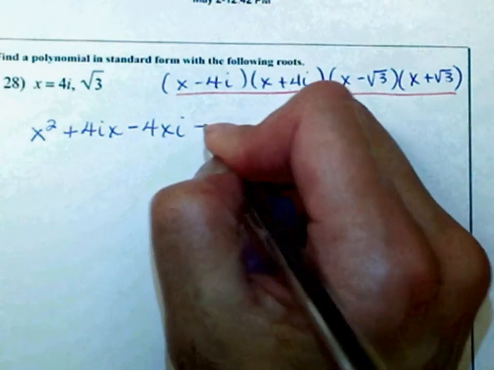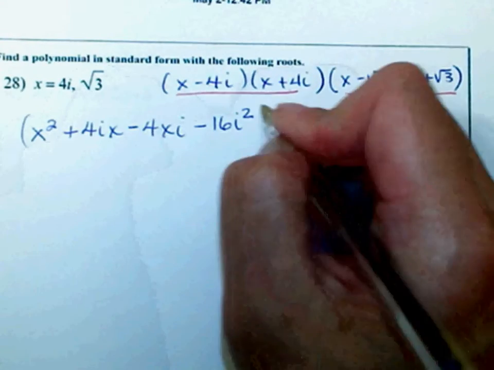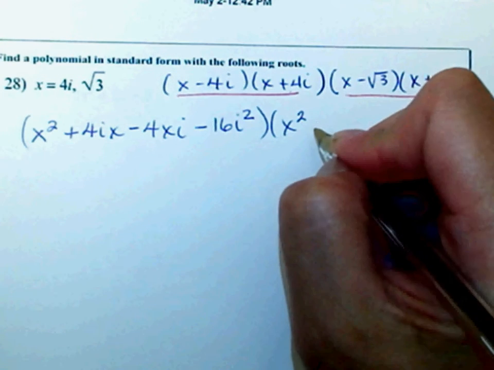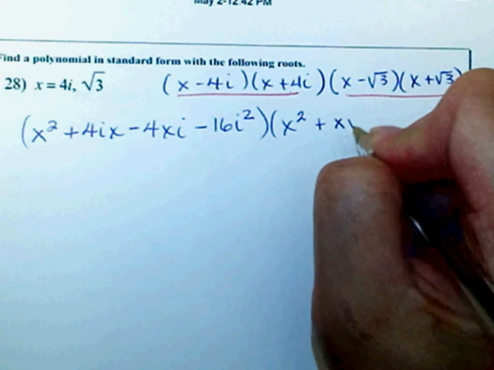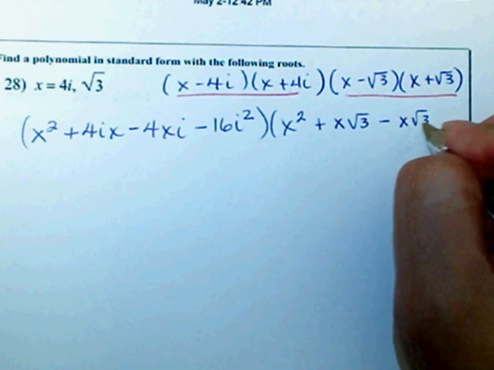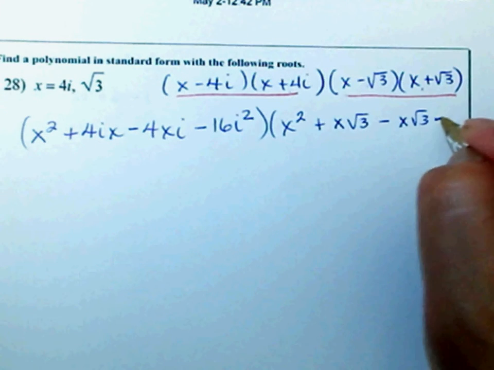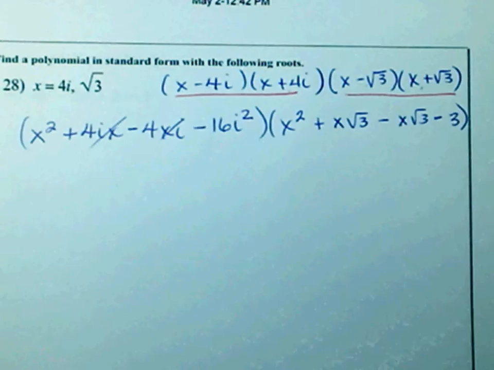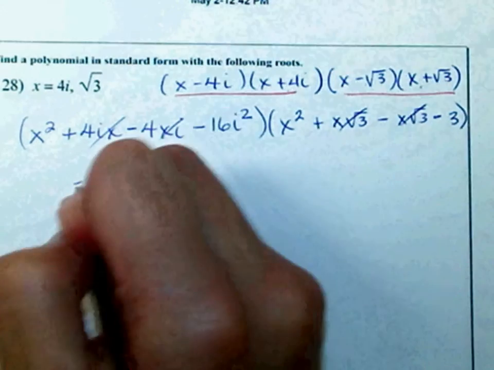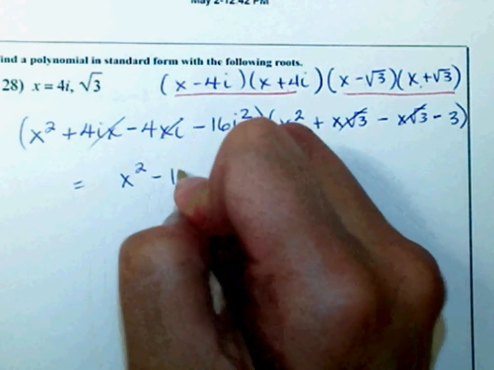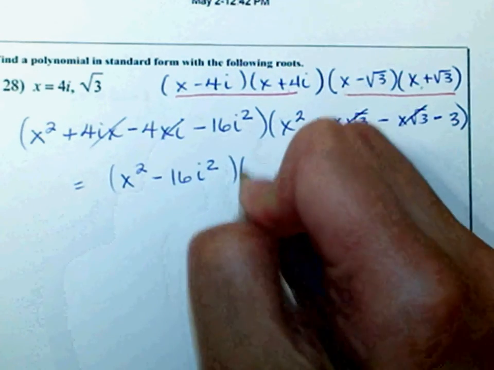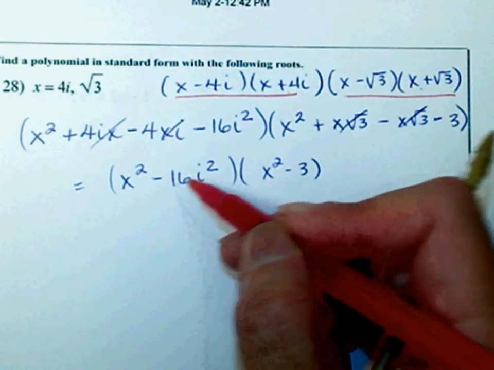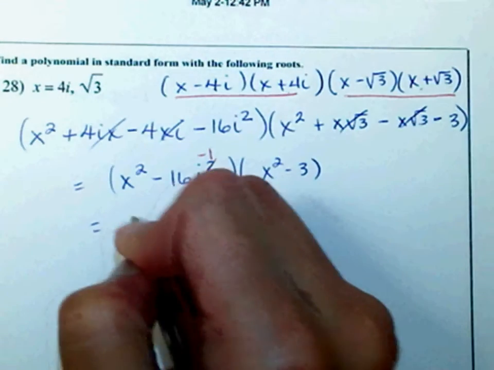Do you see that? Same thing, x times x is x squared, x times square root of 3 is plus x square roots of 3 minus x square roots of 3. Square root of 3 times the square root of 3 is just 3, which is square root of 9, which is 3. All right, that cancels out, that cancels out. So now you have x squared minus 16i squared times x squared minus 3. I squared is the same thing as negative 1. So what is 16 times negative 1? Positive 16. So x squared plus 16 times x squared minus 3.